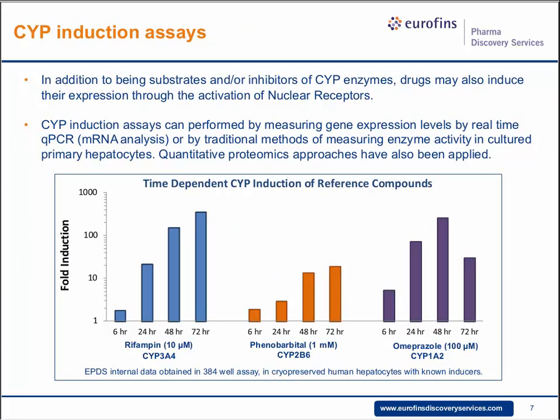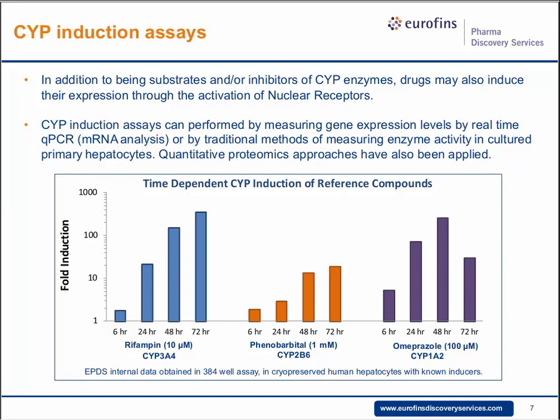So since drugs may not only be inhibitors or substrates of CYP enzymes, but also inducers, in vitro assays to assess the potential for compounds to induce CYP production are also a common part of drug development programs. These assays are usually performed using messenger RNA levels as an indicator of CYP induction, or by measuring CYP enzymatic activity. Quantitative proteomics approaches have also been used to directly quantify levels of cytochrome P450s and transporter proteins.